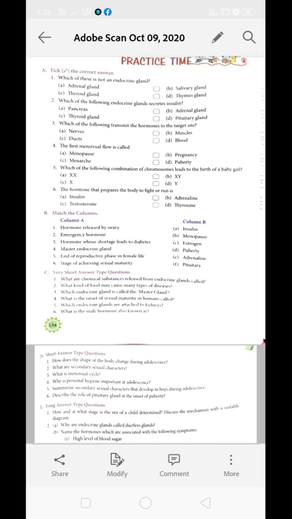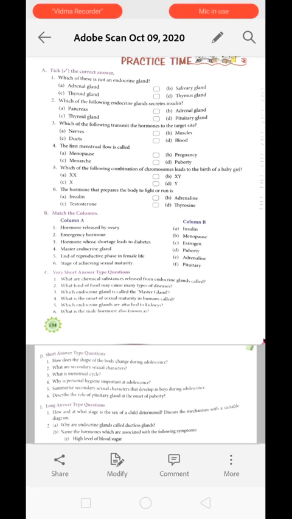A. Which of these is not an endocrine gland? The salivary gland is an exocrine gland because it has a duct to release saliva. So the salivary gland is your answer, option B. Second question, which endocrine gland secretes insulin? The pancreas secretes insulin. Next, which of the following transmits the hormone to the target site? It is blood. D is your answer.